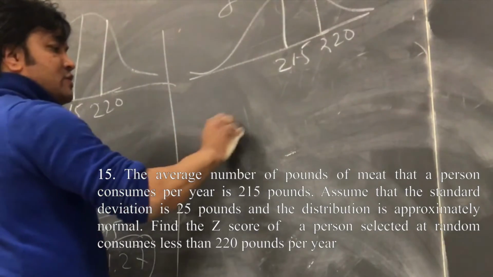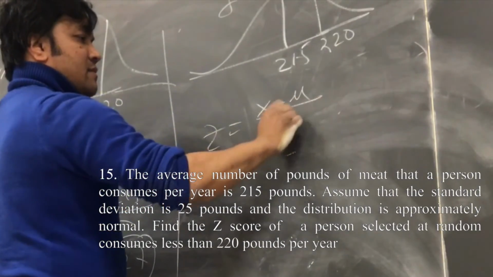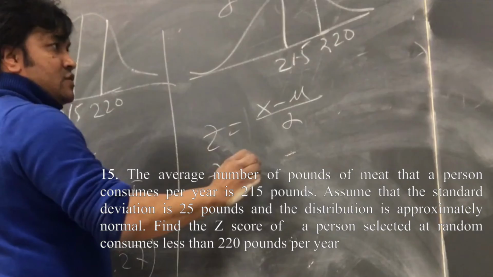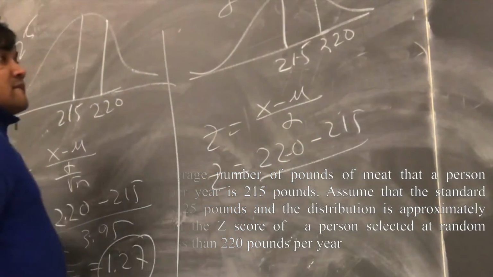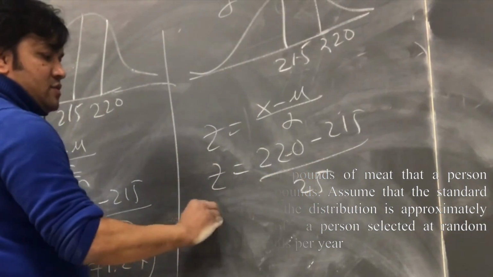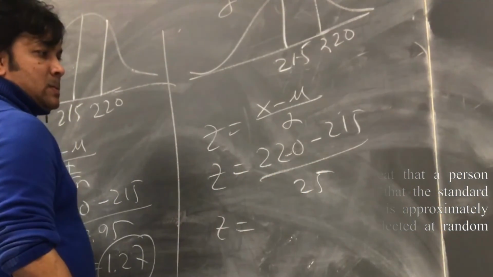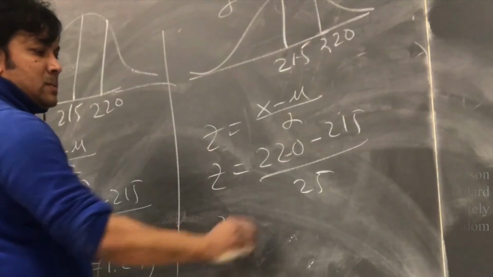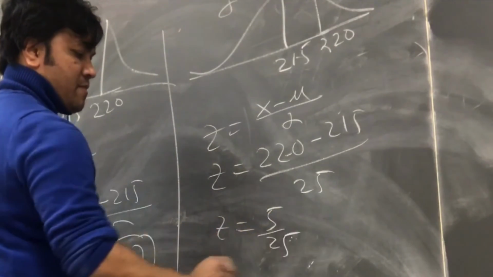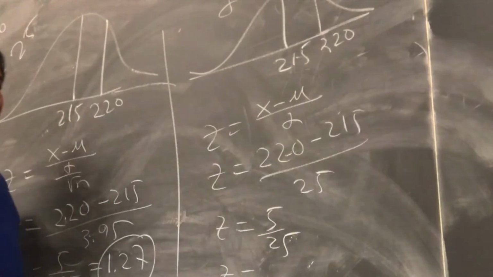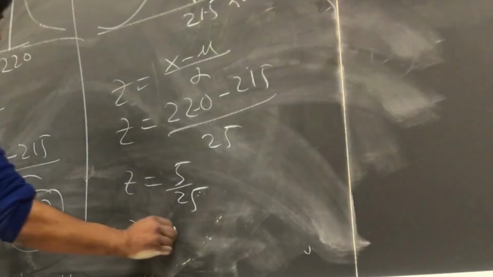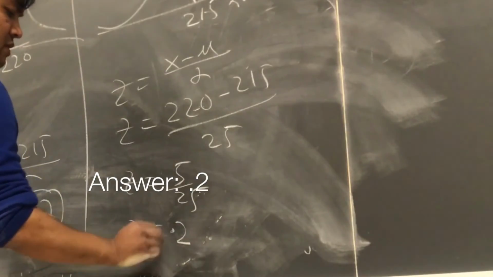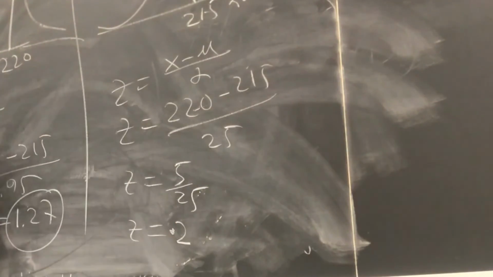Okay. So which formula to use? We know the standard deviation. So x is how much? 220 minus 215 divided by 25, right? So Z is 5 divided by 25. And 0.2. And then look in the chart. 5 divided by 25 is what? 0.2. Okay. So the answer is D.